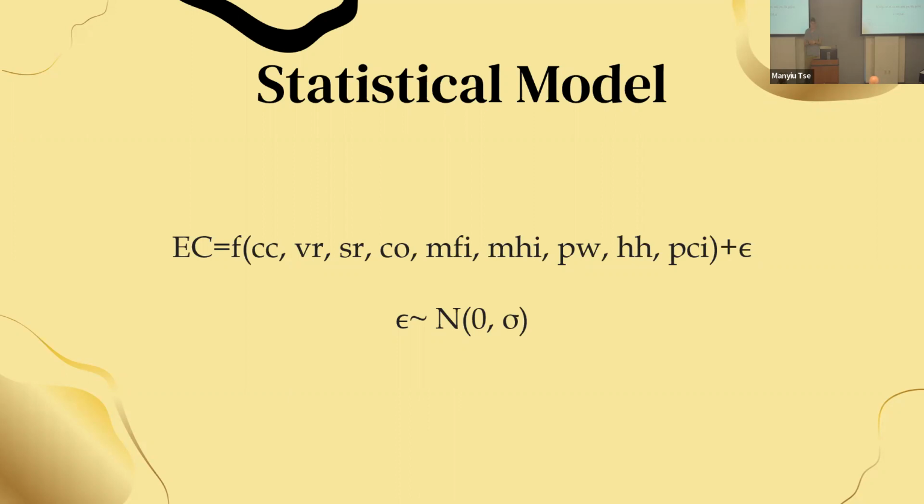And so our error we wanted to make as normal as possible because that would be ideal for a statistical model. We want to make our error normal, and we want to create a function with our different variables as best we could to measure how significantly each variable impacted general economic connectedness of an area.